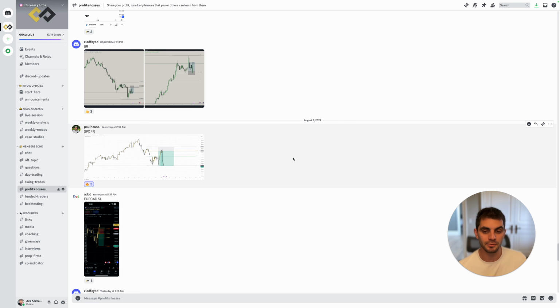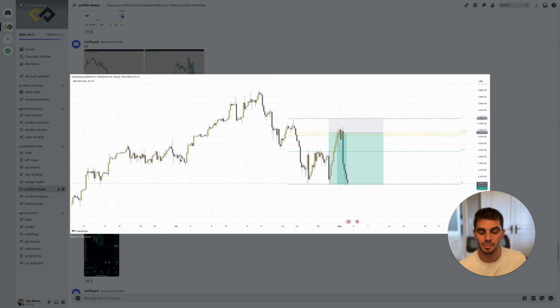This member used the 4-hour swing strategy to take advantage of the S&P 500 in a short setup that netted him 4-hour profit. I'm going to break down this trade step by step, as well as go over other opportunities that presented themselves throughout the trading week. So let's get right into it.